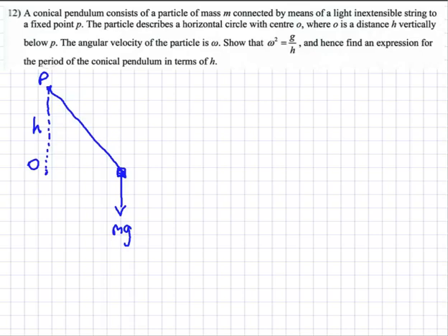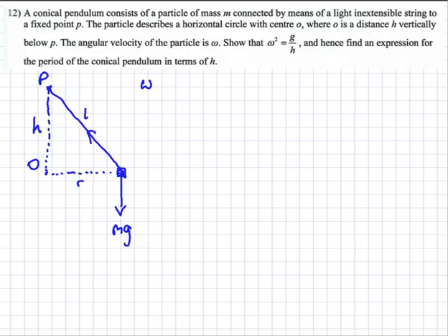We are told that omega is the angular velocity, and we're asked to show that omega squared is equal to g over h. And then we're asked to find an expression for the period of the conical pendulum in terms of h. So it feels as though you haven't got much to work on there, okay? But we can appreciate that there's a radius, okay? We've got the length of the string, neither of which we know.